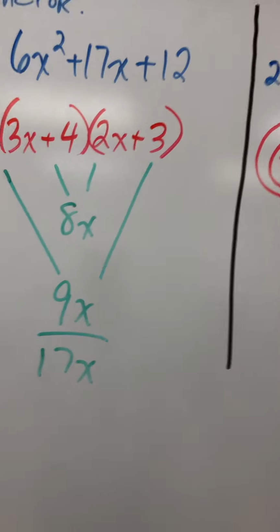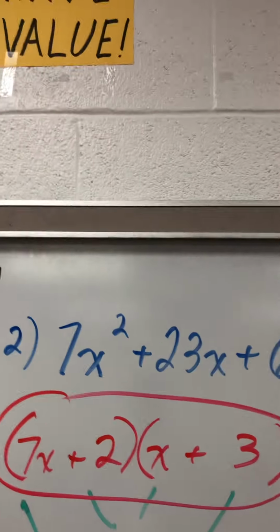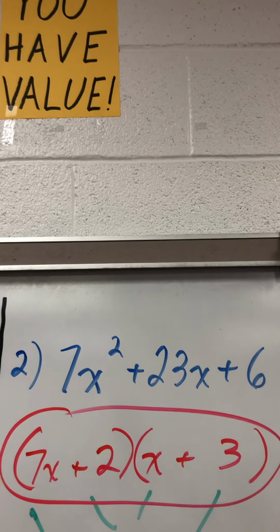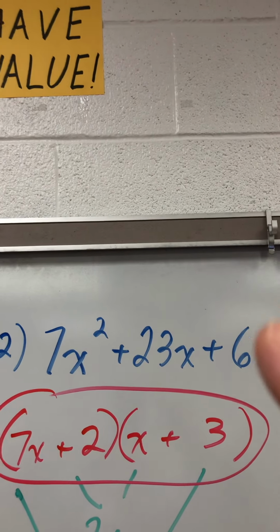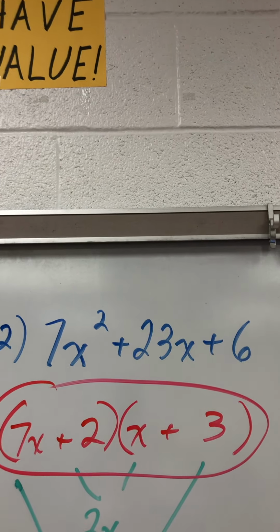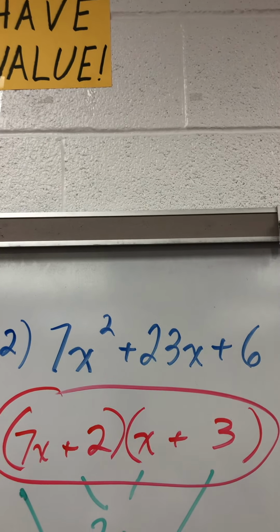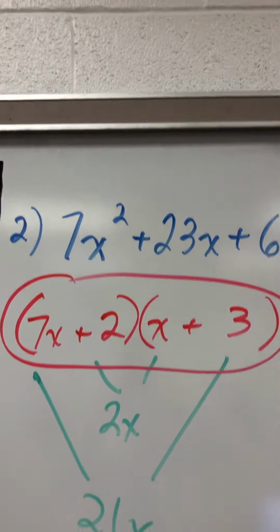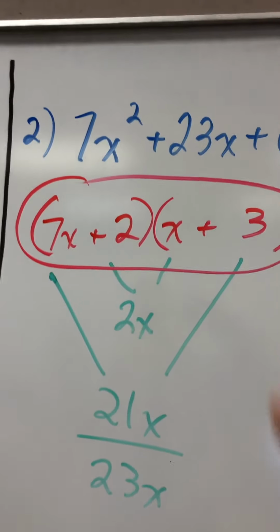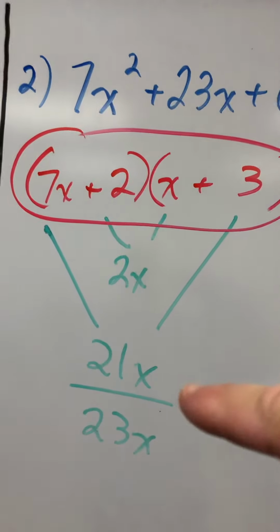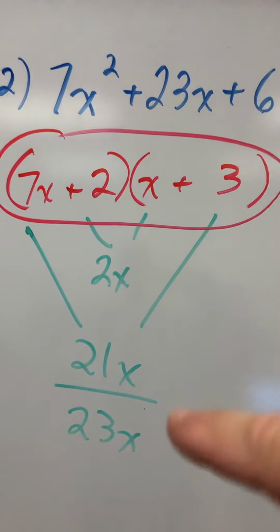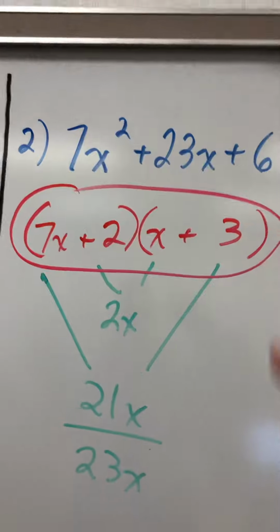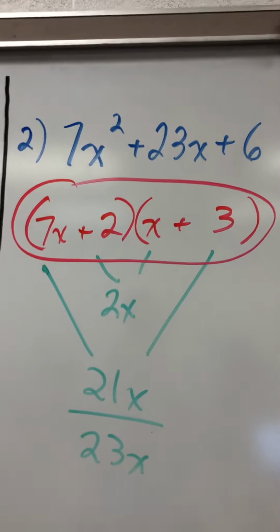Okay. Over here, 7 has to be 7 times 1, right? 6 is 2 times 3. All right, I could have tried 3 times 2. If I did 3 times 2, I would have found out it wouldn't have worked. But 7 times 3 is 21. 2 times 1 is 2. And 21 plus 2 is 23. So here's my answer. Ding!